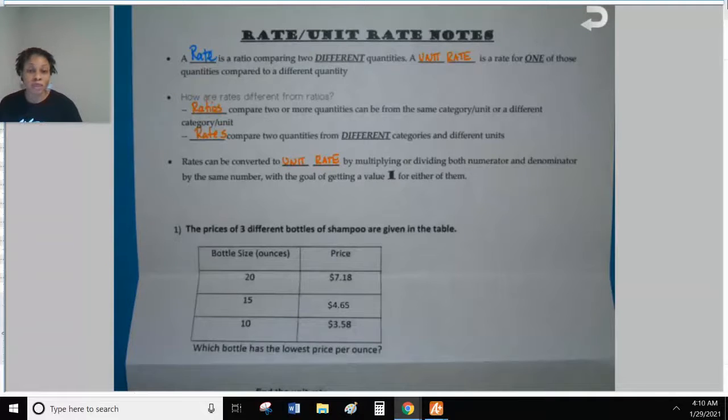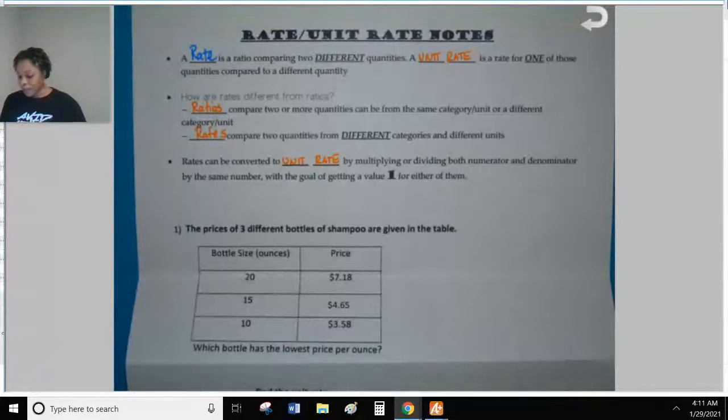Rates can be converted to unit rates by multiplying or dividing both the numerator and denominator by the same number, with a goal of getting a value of 1 for either of them. Well, we want 1 for the denominator, right? So when we talk about unit rate, we can talk about 27 cents per ounce or 40 miles per gallon. That's unit rate. When we talk about the per, we're talking about unit rate. When we're comparing that we went 50 miles for a 2-day trip, that's a rate that we went in, okay?